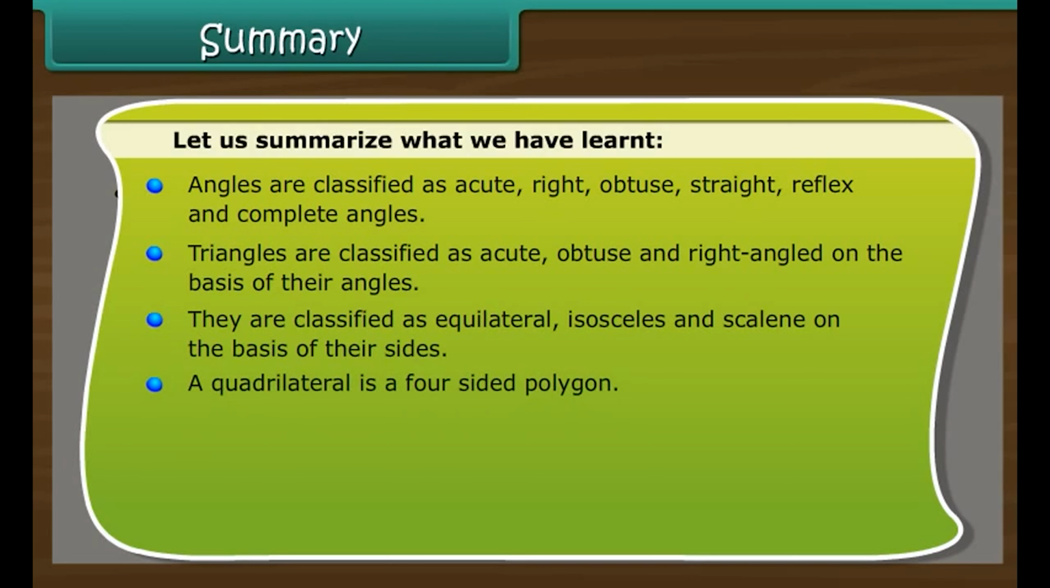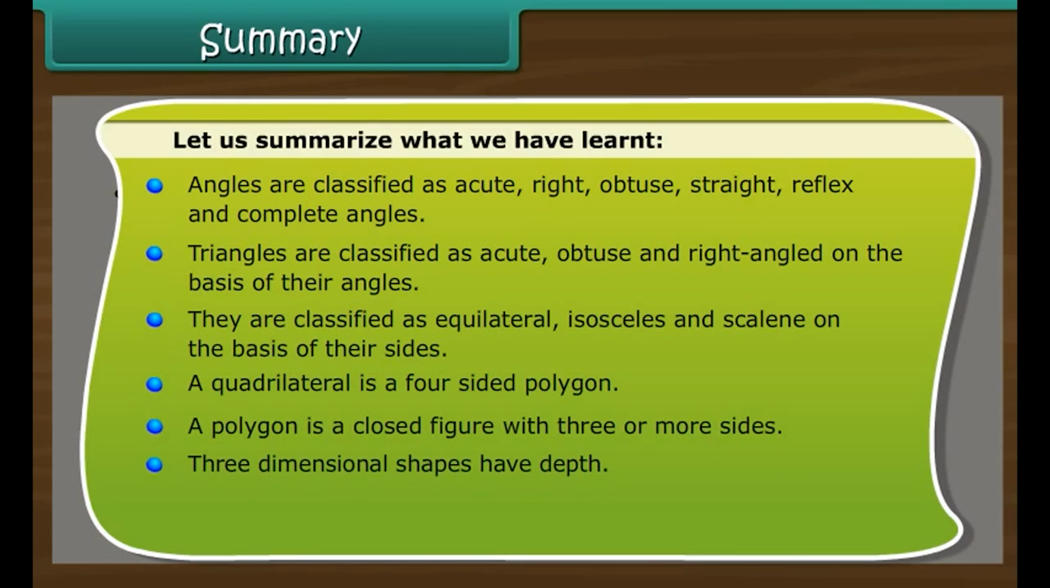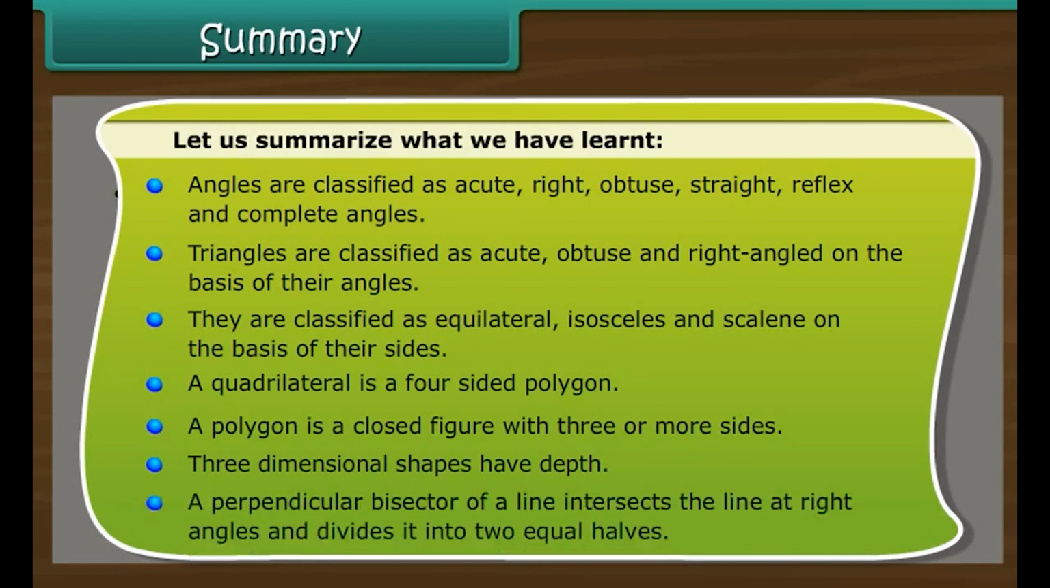A quadrilateral is a four-sided polygon. A polygon is a closed figure with 3 or more sides. Three-dimensional shapes have depth. A perpendicular bisector of a line intersects the line at right angles and divides it into 2 equal halves.